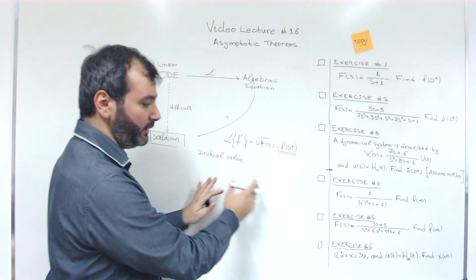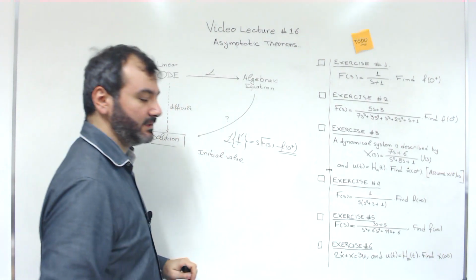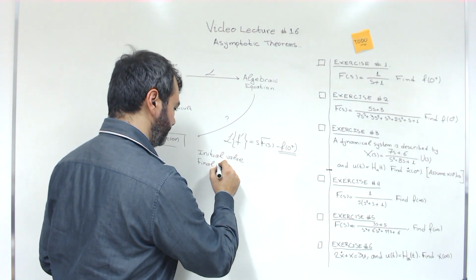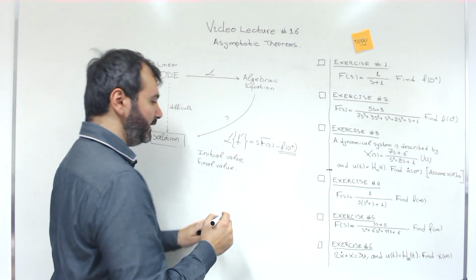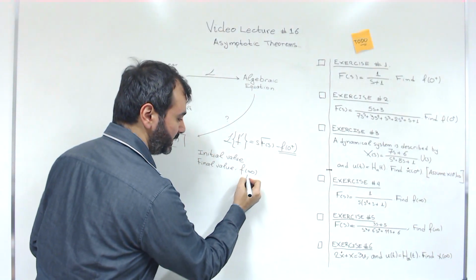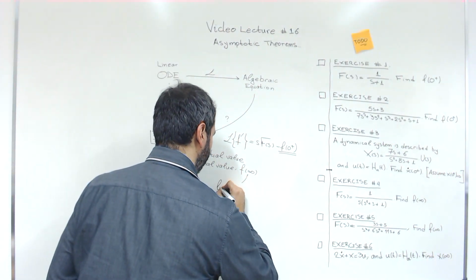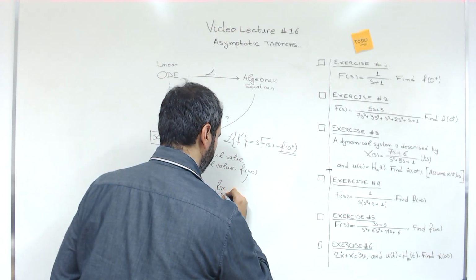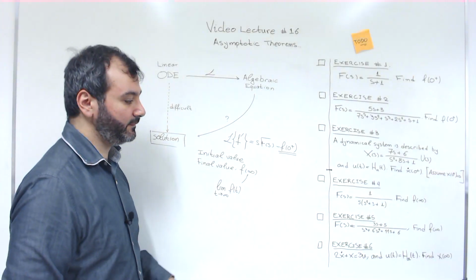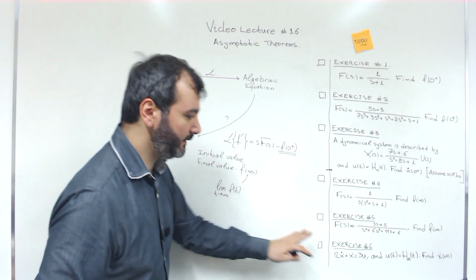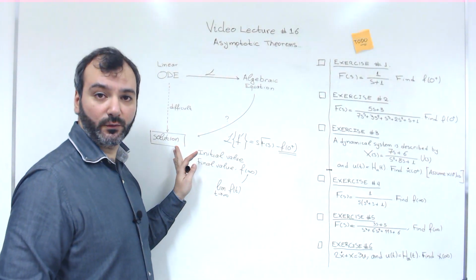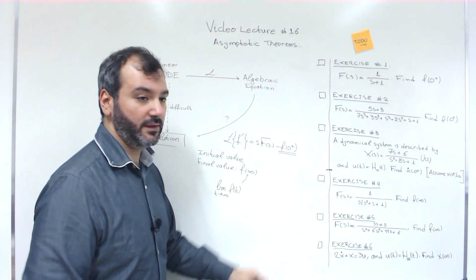Other than the initial value, we are also looking in the last 3 exercises for the final value. The final value is this value, f at infinity. F at infinity is a shorthand notation for this limit. Instead of writing this limit, we can write f at infinity. And we will be able to obtain this value without the need to determine the solution, just using the Laplace transform.